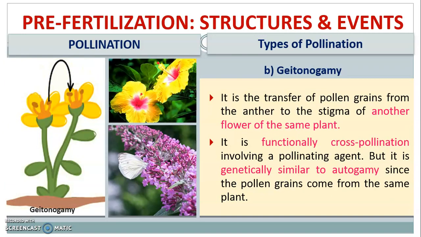The next type of pollination is geitonogamy. Geitonogamy is a type of cross-pollination in which the pollen grain is transferred from the anther to the stigma of another flower within the same plant. In this slide you can see this is the plant and it has two flowers. Pollen grain from this flower is transferring to the stigma of the different flower. This type of pollination is known as geitonogamy. It is functionally a cross-pollination which requires some pollinating agent, because these pollen grains require some agent by which they can transfer from one flower to another flower.